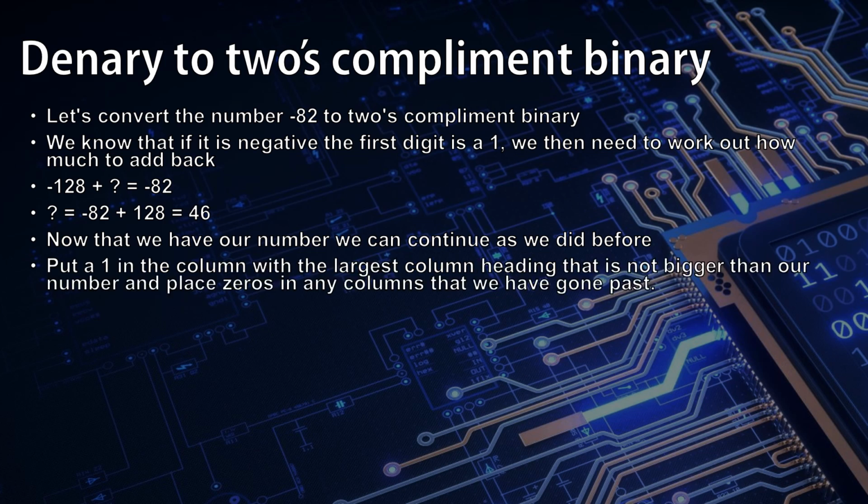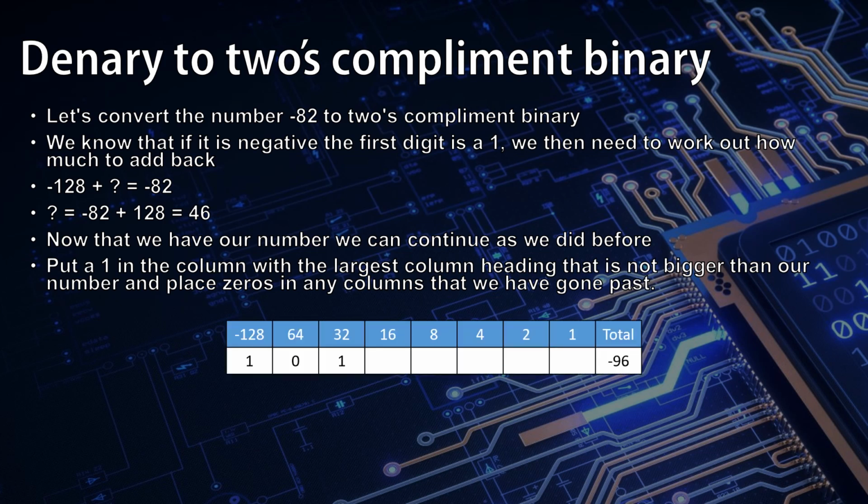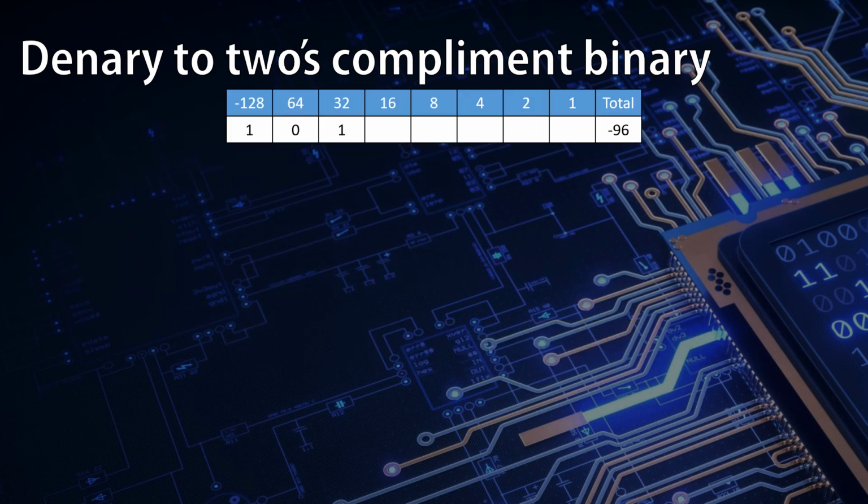Put a 1 in the column with the largest column heading that is not bigger than our number, and place 0 in any columns that you go past. So in this case, we go past 64, and then 32 is the column where we're going to place a 1. From here, we calculate the new remainder. We had 46 we were looking to add. We've put in 32, so we have 14 remaining.